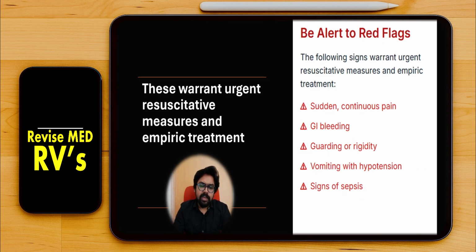If the patient is having any of these symptoms, just go for CT abdomen. Don't wait for any other investigations. Directly you can do the investigative modality, that is CT abdomen, for this patient.